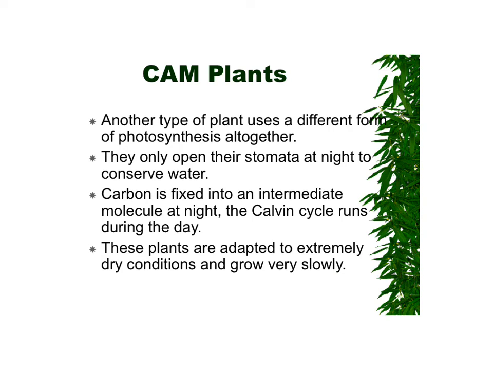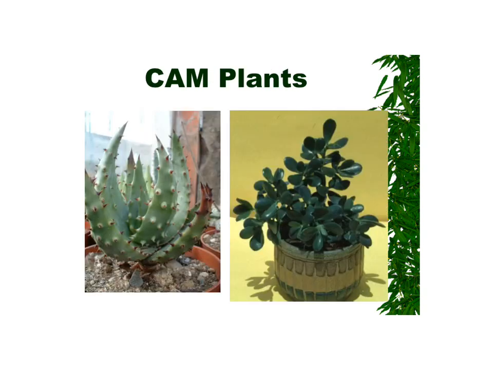But they have an adaptation for an extremely dry environment by only opening their stomata at night when evaporation would be less. It would be cooler and not so much sunlight. So what they do is they fix carbon into another different intermediate molecule at night, and then the Calvin cycle runs during the day. So it's kind of different from the way C3 plants do it. Here are a couple of examples of CAM plants. These are both succulents. I'm not sure exactly what this one's called, but you could think of your aloe vera plants. This is a jade plant. Those plants that have a lot of water stored up in their leaves. I believe cactus are also CAM plants.